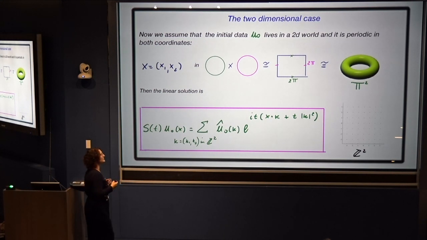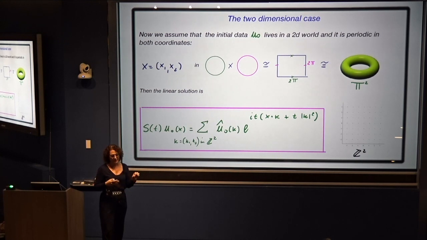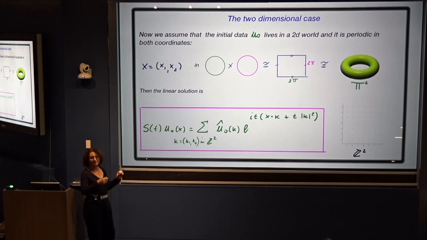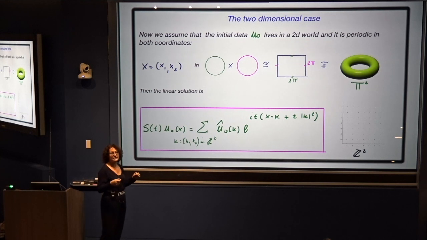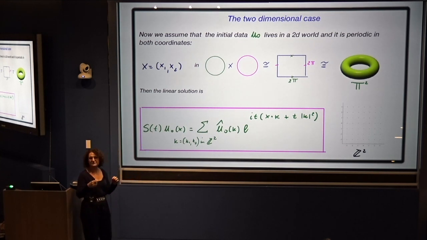Note also that in this representation, I'm considering the same period in both directions. So in the x-coordinate, it's 2 pi. In the y-coordinate, it's 2 pi. But of course, it might happen that your function has different periods in different coordinates, and this will change things around. But I will get to that later.